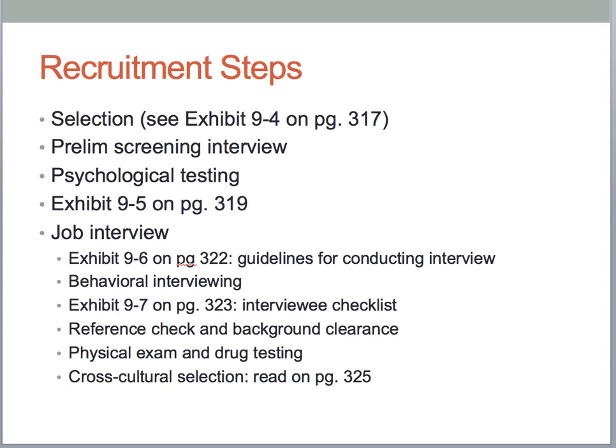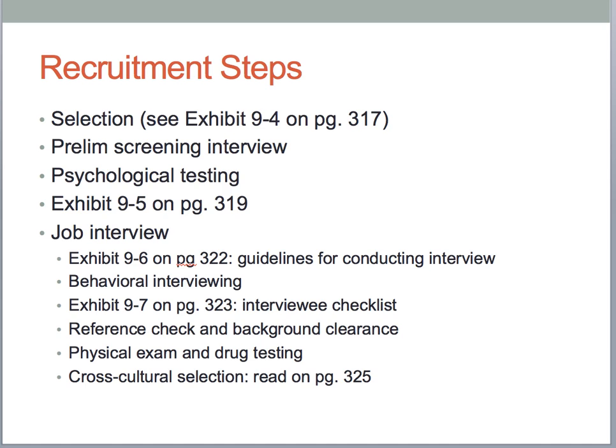And so understanding that there's behavioral interviewing, where the interviewer is psychologically assessing you based on your behavior and how you respond in the interview, but also how you responded to various scenarios in the workplace and in your personal life, right? So finding out how you handle rejection or things of that nature. And so Exhibit 9.7 on page 323, you can actually see the interviewee checklist. That's a great checklist to make sure that you are prepared to be interviewed for a job.